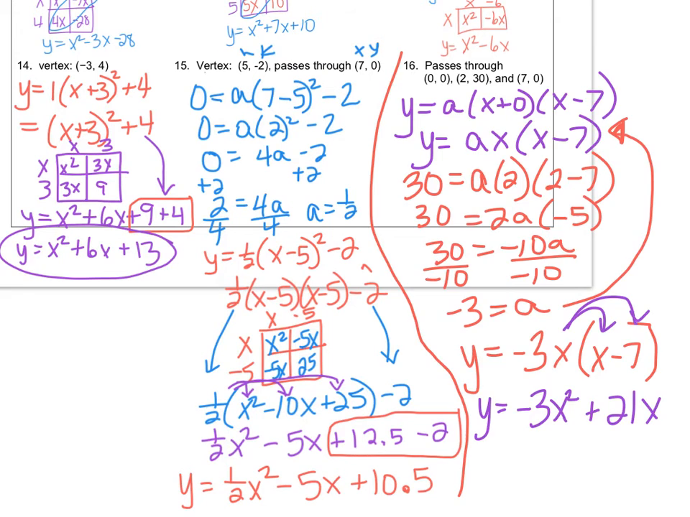Okay, once you knew what you were doing and got it plugged in, it was a very straightforward solving equation, and you should have come up with the answer, negative 3x squared plus 21x.